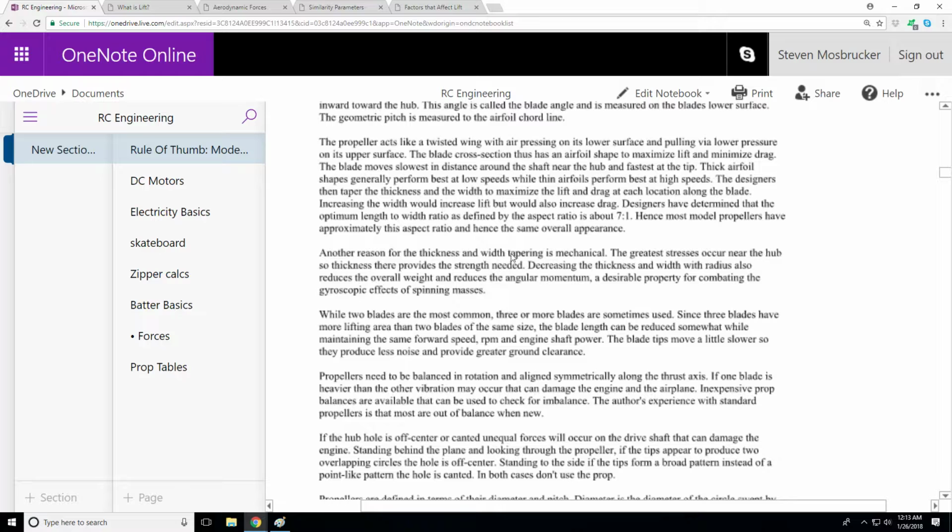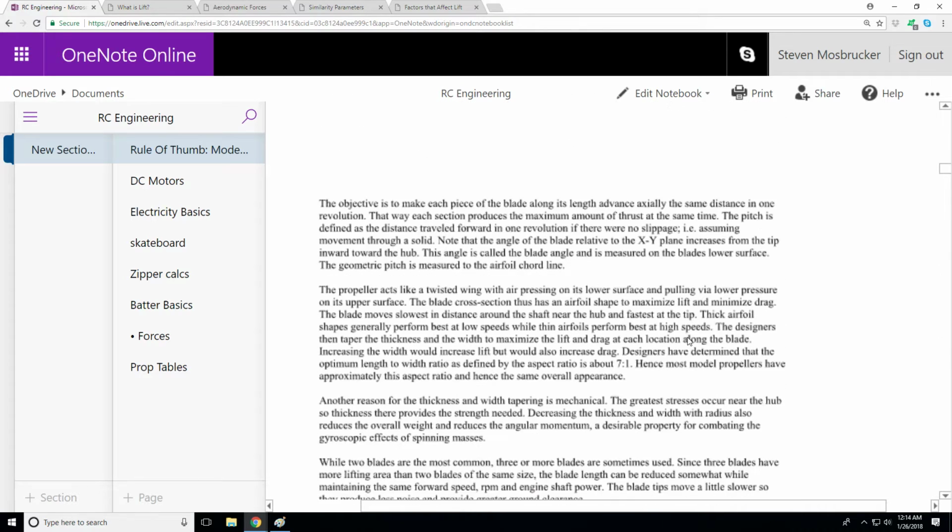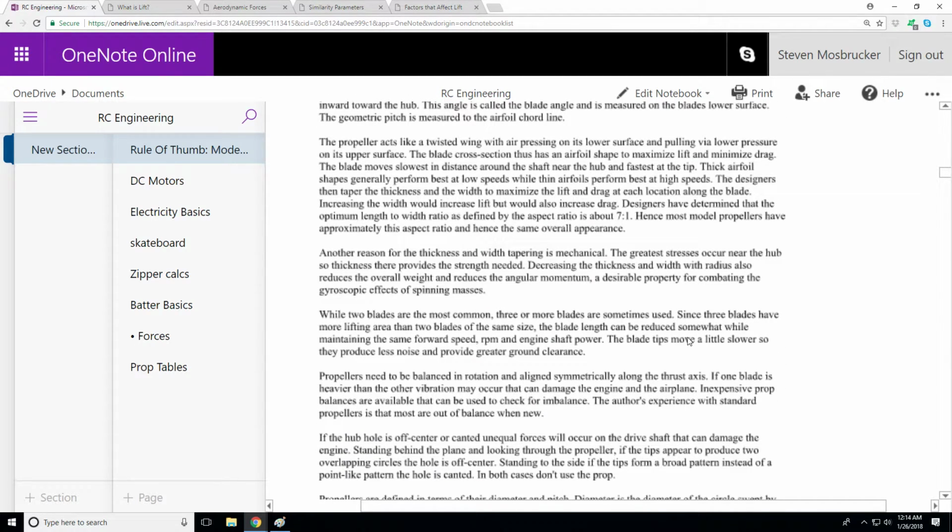And another reason for thickness and width tapering is mechanical. So basically what it is saying is that most of the stress of the blade is happening at the center hub. And then as the propeller tapers out, you need less and less strength, because there's less and less thrust being generated at that portion. So here you have a lot of blade left that's generating thrust. Here you have less. Here you have less after a certain point. So the farther you go from the hub, the less thrust is generated and the less strength you need, so you could compact that blade.